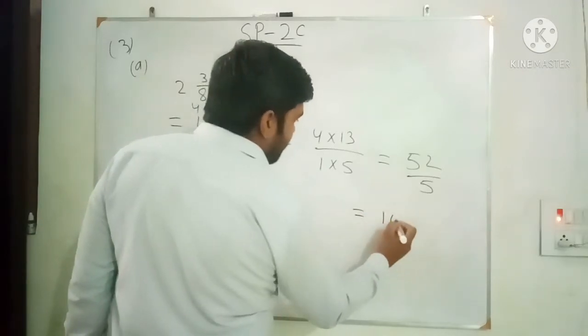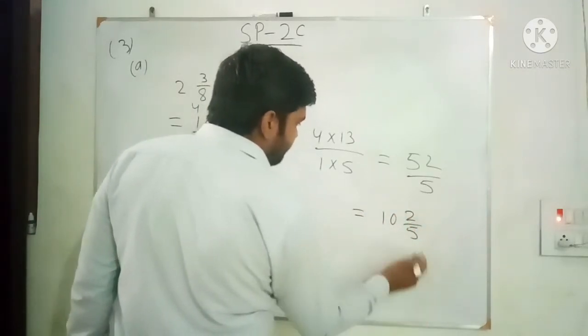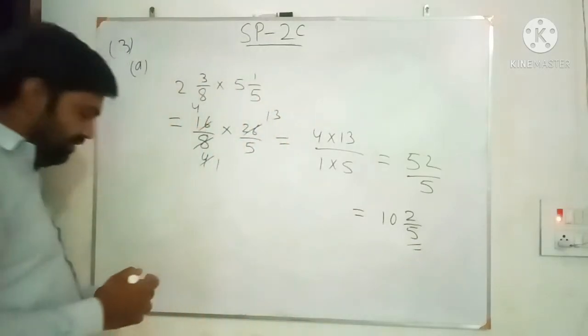5 10s are 50, 2 remainder. 10 2 by 5. What is the answer? 10 2 by 5.